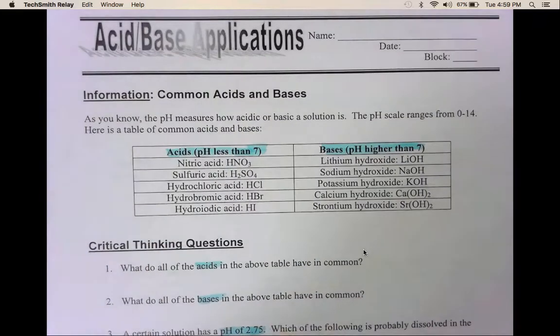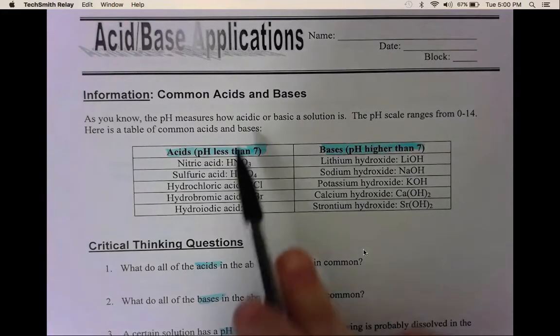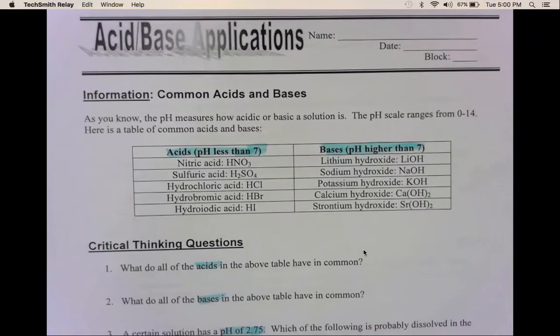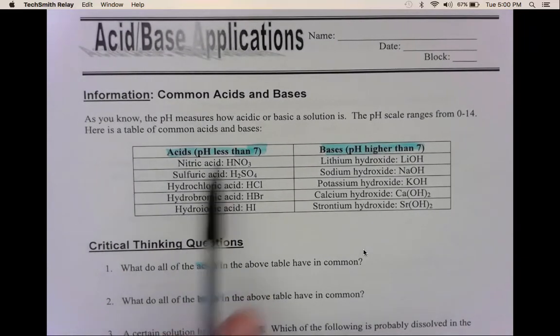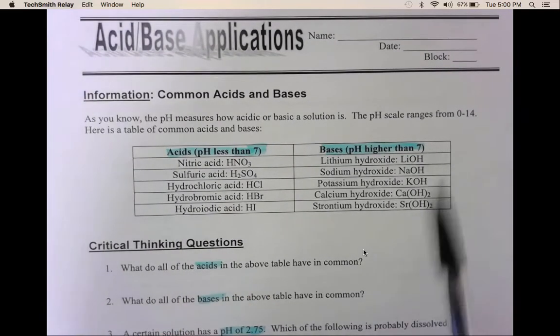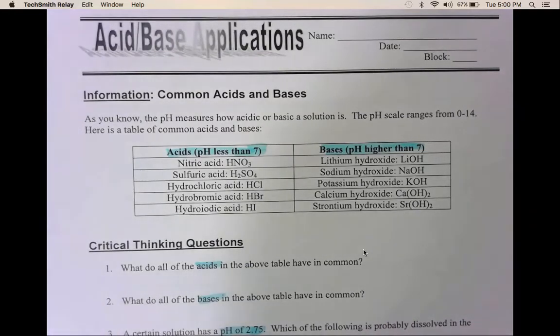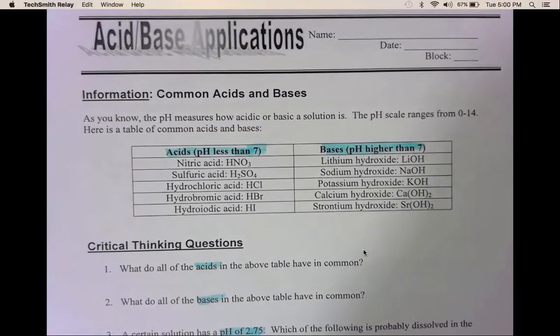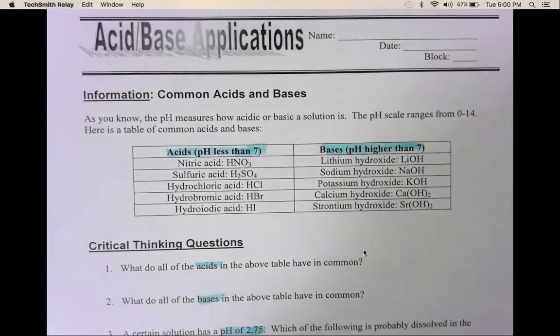Today we're taking a look at acid-base applications in the Unit 12 chemquest packet. So right up top we start off with some information about common acids and bases. On the left side we have all our acids, on the right side we have all our bases. It reminds us that acids have a pH less than 7, between 1 and 7. Bases have a pH higher than 7, between 7 and 14. If something is 7 exactly, then it is neither acidic nor basic, it is neutral.